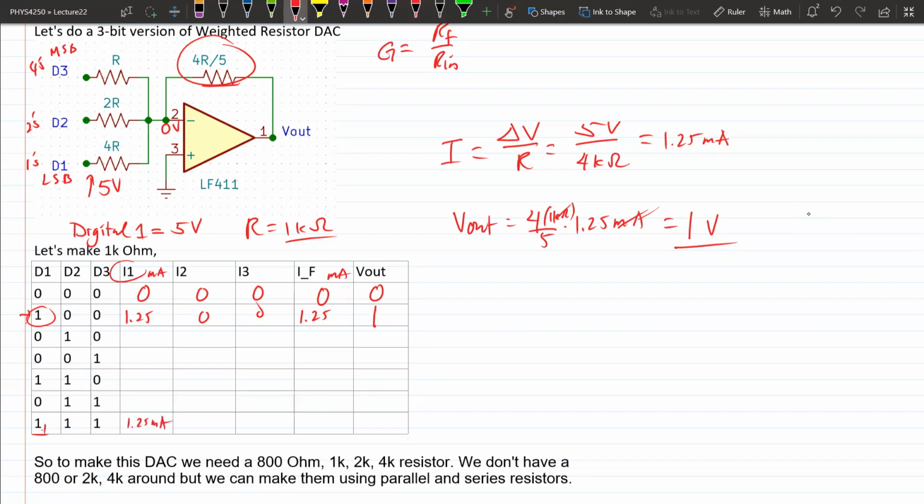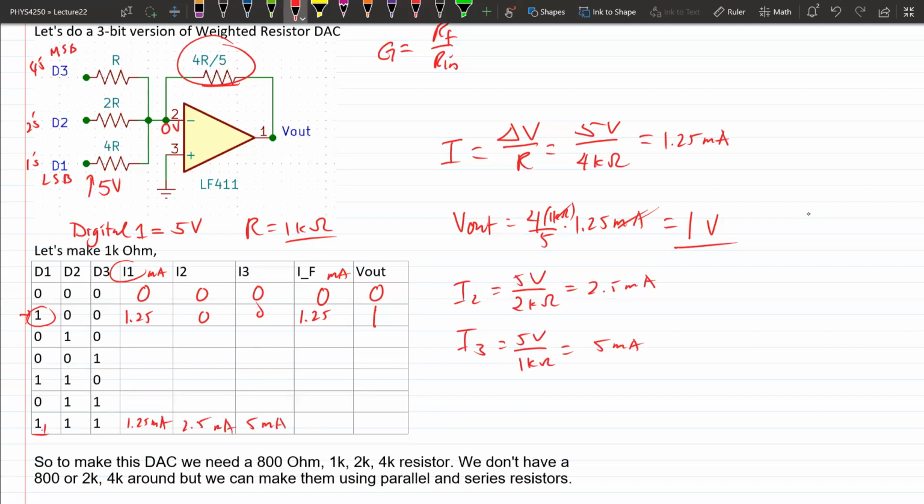But I2 and I3 are now going to be non-zero. I2 is going to be 5 volts divided by this resistor value instead. That resistor value is 2K, which will give you 2.5 milliamp. I3 is the current going through here. It's still 5 volts, divided by 1 kilo ohm instead. That's 5 milliamp. So let's fill this in: 2.5, 5 milliamp.